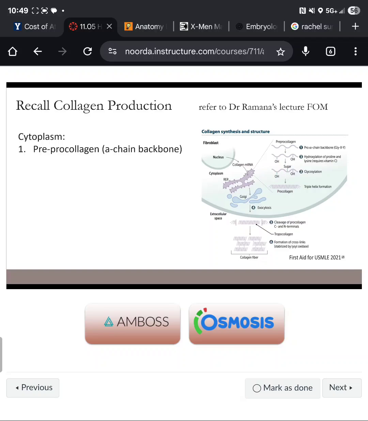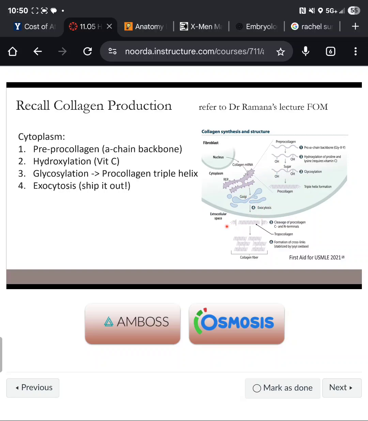The pre-procollagen is produced intracellularly in the RER. You have your alpha chain backbone here, which then eventually undergoes your hydroxylation. Recall again that vitamin C is required here for hydroxylation. Then it undergoes glycosylation, production of the procollagen, which is a triple helix form. After, it's packaged in the Golgi apparatus, shipped out by exocytosis, out of the cell into the extracellular space where you have cleavage of your procollagen, which becomes your tropocollagen.